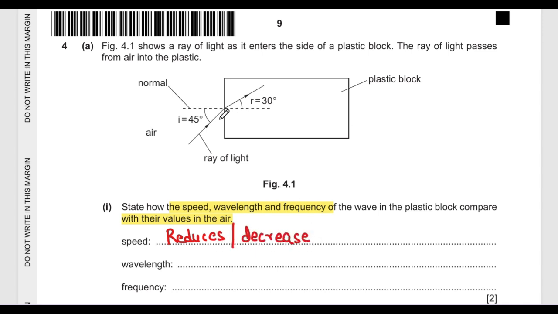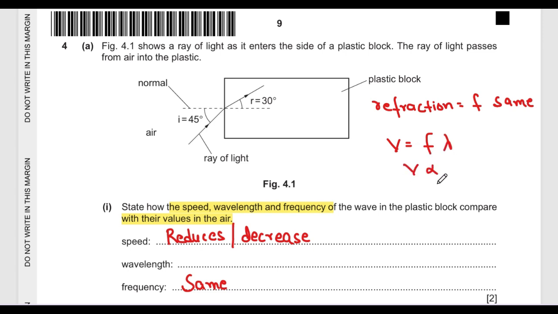And refraction is the process in which frequency is not disturbed. Frequency before refraction and after refraction is the same. So I am writing frequency will remain the same. Now what about the wavelength? You know the wave equation. As long as frequency is constant, there is a direct relation between velocity and wavelength. So if velocity is reduced, for sure wavelength would also be reduced.